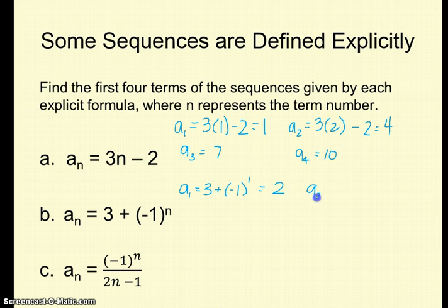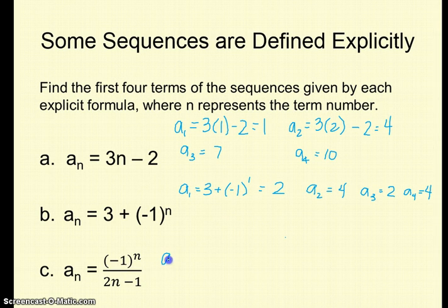Okay, you should have gotten that A sub 2 was 4, A sub 3 is 2, A sub 4 is 4, and it should keep flipping back and forth like that, and that's because of this negative 1 here. Each time you're either adding a positive 1 or a negative 1, so I can only be going back and forth between those two numbers.